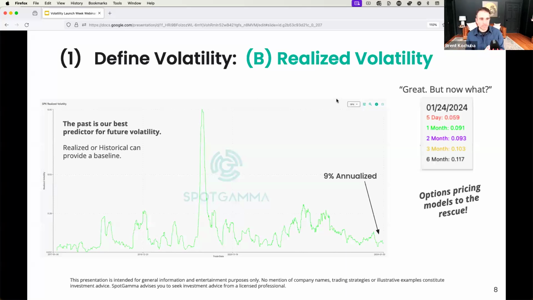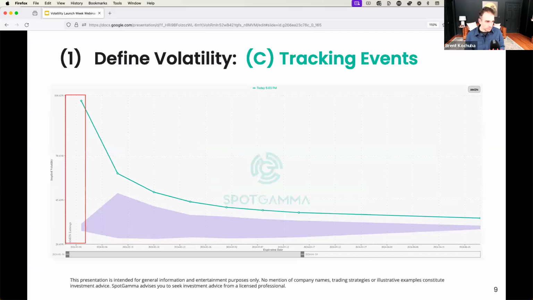So we have this measurement. Generally, we talk about 1 month realized volatility is what we're looking at. And so right now it's 10, 11%, somewhere in that neighborhood. What do we do with that information? We're going to be talking about that here shortly.